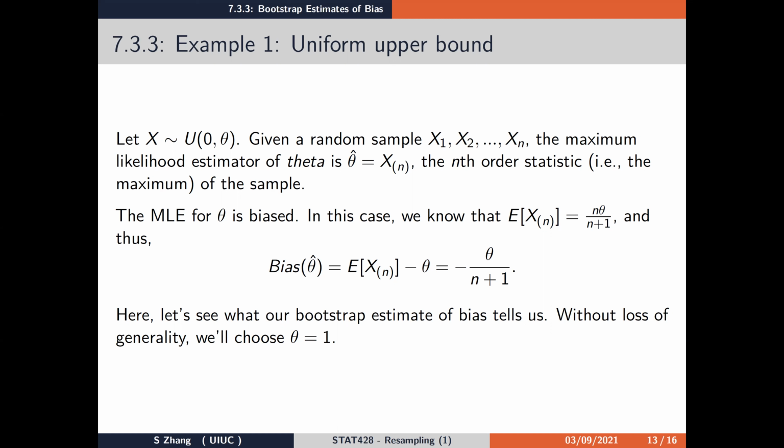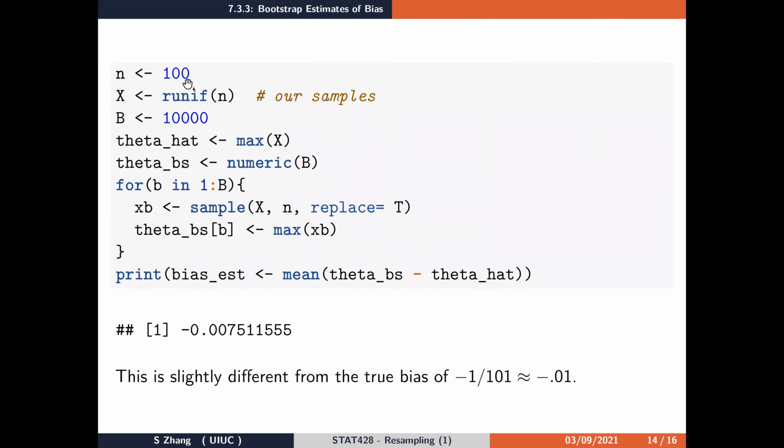Here, we're going to use Bootstrap to estimate the bias for the MLE, and let's see how that compares with the theoretical value for the bias. Without loss of generality, let's choose theta equals 1, and we'll use the sample size of 100. Our first step is still to draw the samples from this distribution. So we're going to draw a total of 100 samples from the uniform distribution between 0 and theta. Here theta is 1, so that's just the standard uniform distribution. We're going to do a total of 10,000 Bootstrap replications.